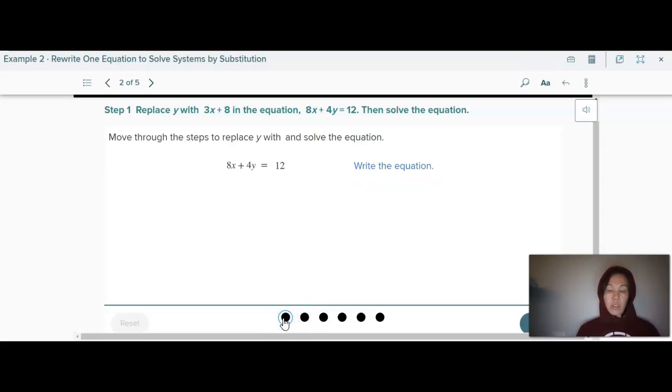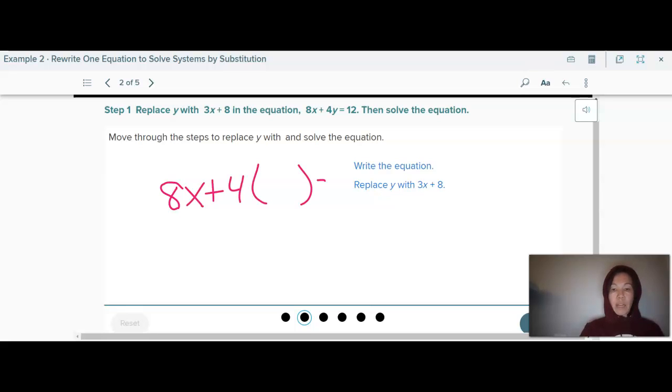Interesting. Okay, so we're going to replace y with 3x plus 8. So this goes in the blank. You have 8x plus 4, but in place of y, I'm going to rewrite this equation, because the other equation tells me that y equals 3x plus 8. So these two are interchangeable. I can replace any y that I see with 3x plus 8. This is what you're going to fill in on page 343.